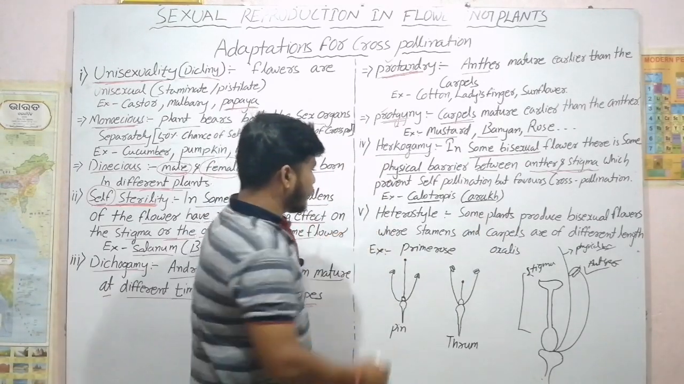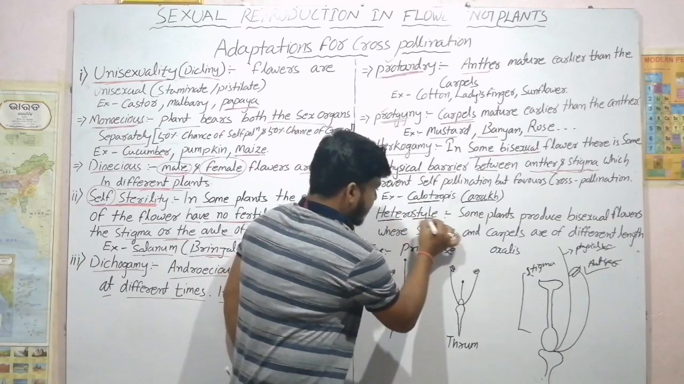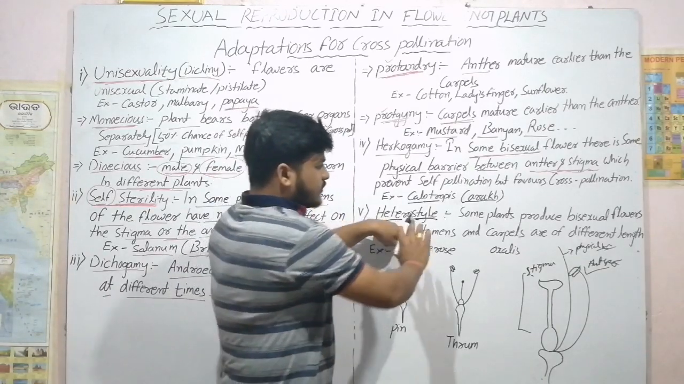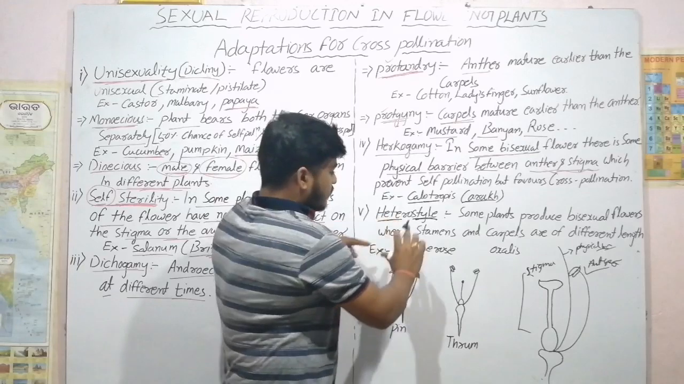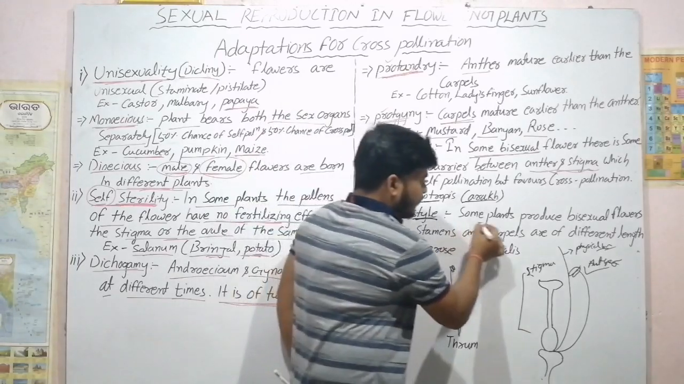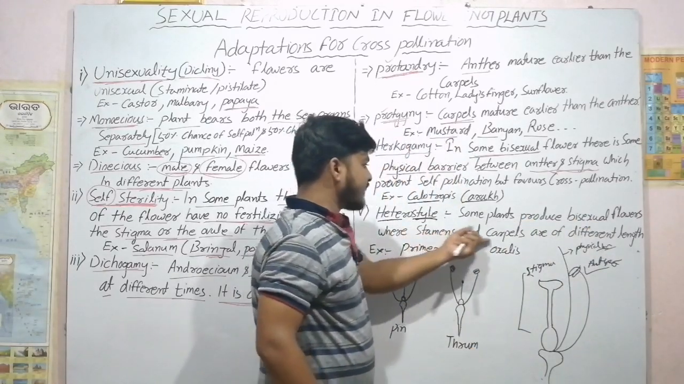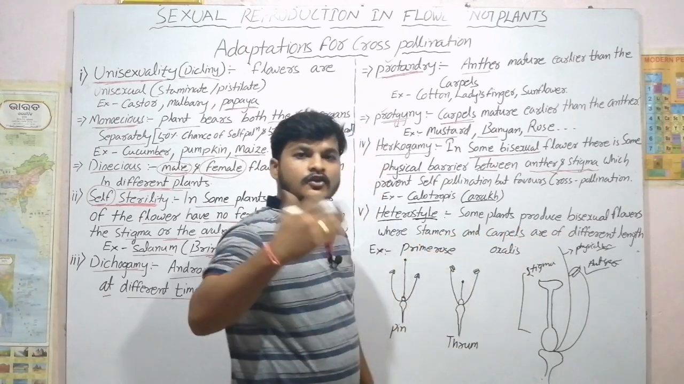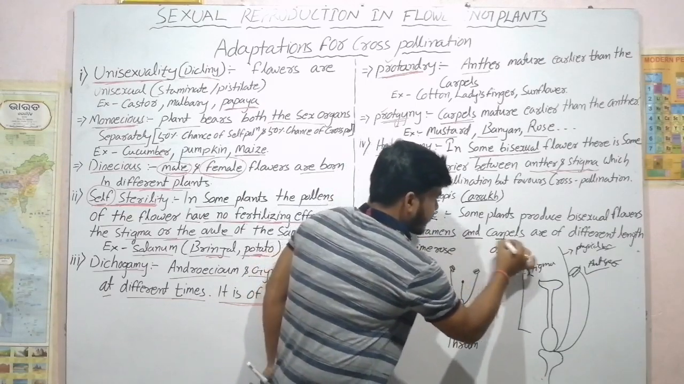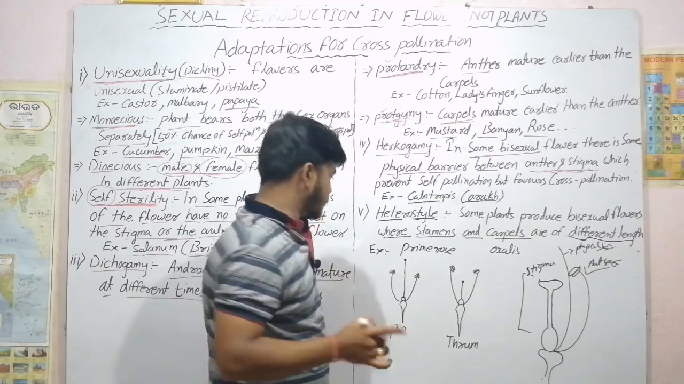In the heterostyly condition, it depends upon the length of the style. Some plants produce bisexual flowers, obviously bisexual flowers, where stamens and carpels are of different lengths. That means the stamens and carpels both are in different lengths, depending upon the length of the stamens.